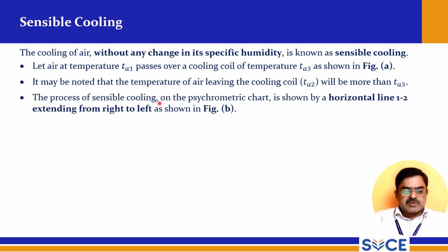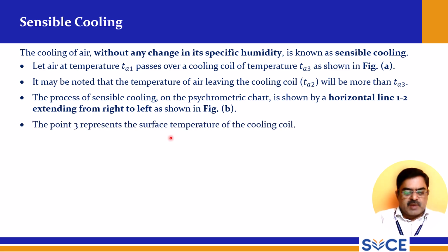The process of sensible cooling on the psychrometric chart is shown by a horizontal line 1 to 2 extending from right to left as shown in the figure. So in the earlier case we have seen it from left to right. Now it is drawn from right to left as shown in figure B. I will show you the diagram. The point 3 represents the surface temperature of the cooling coil.